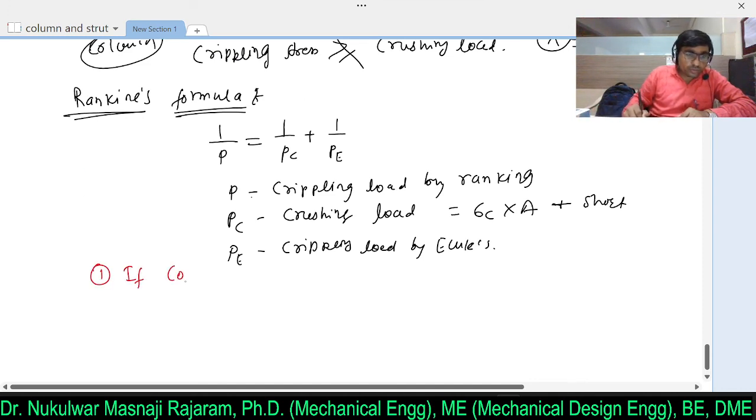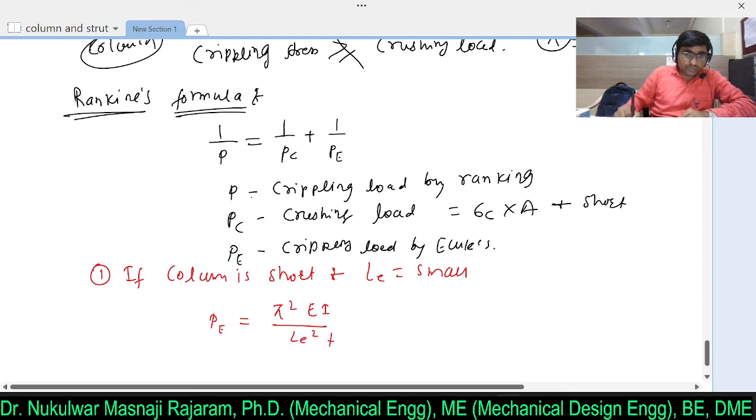If the column is short, then what will happen? Column is short means L is very small. Simple. L is very small. Then in that case, P will be more. Clear? The value of P by Euler's formula is pi square EI divided by L square. Now if L is very small, then this will be very high.